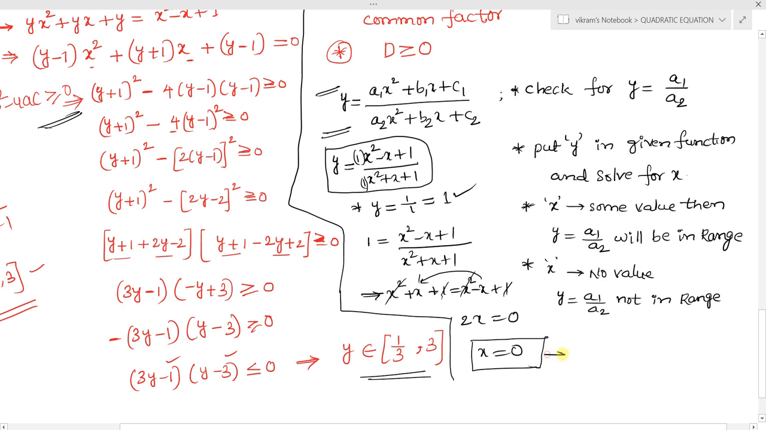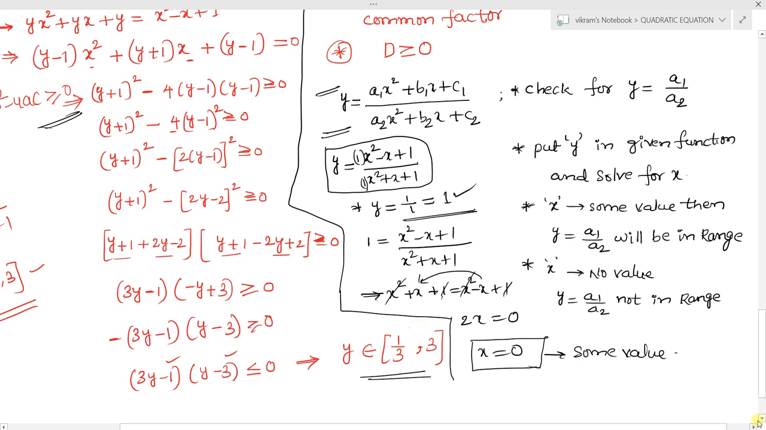So some value of x is obtained. If we obtain some value of x, then y equals a1 by a2. What is y equals a1 by a2? It is 1. So the 1 will be in our range, y belongs to 1 by 3 to 3. We have the 1 in this range, and that is the solution.